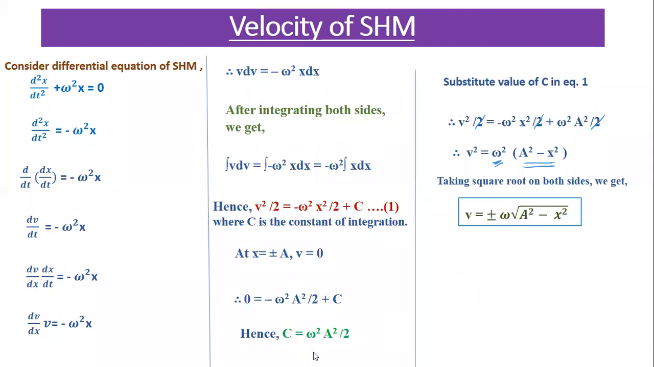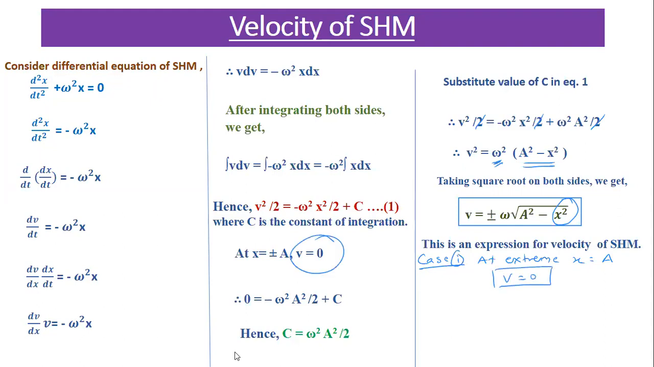Now after that we can learn the cases also. First we write at extreme, x is equal to A. Here we use capital A because for amplitude we use capital A. If I substitute x is equal to capital A, then capital A square minus capital A square is 0. So v is coming 0, which we already wrote here. So when x is A, v is equal to 0.